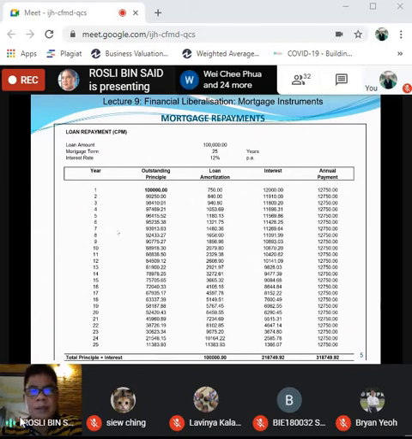So this is the constant payment mortgage. So any question from you before we go to the next mortgage?